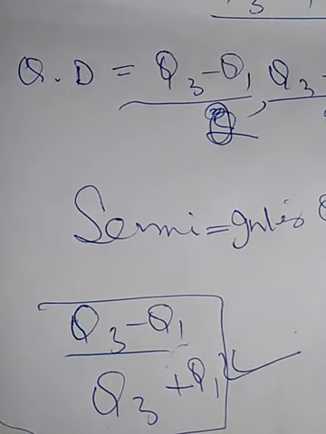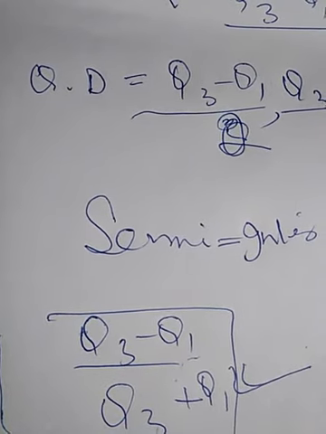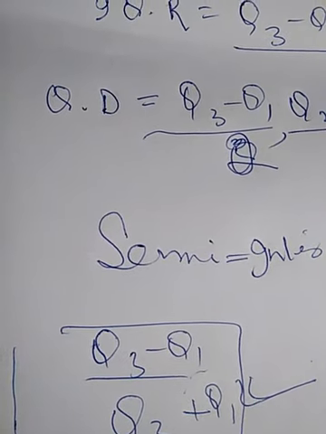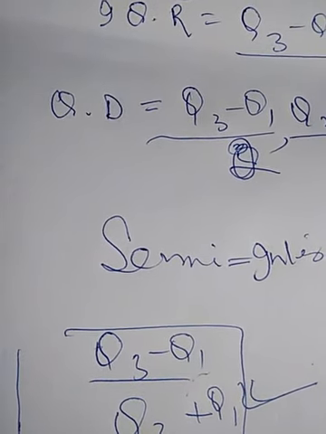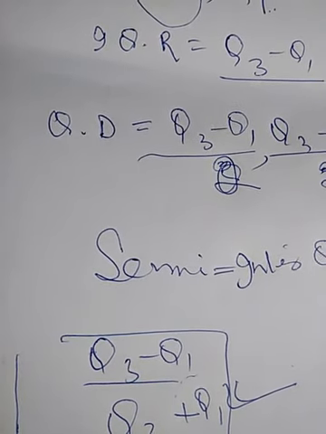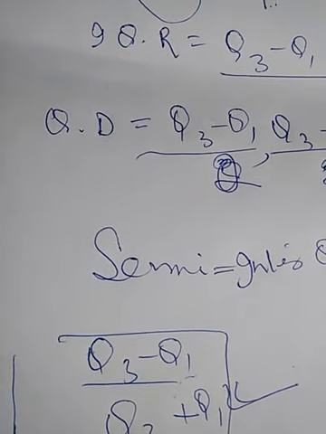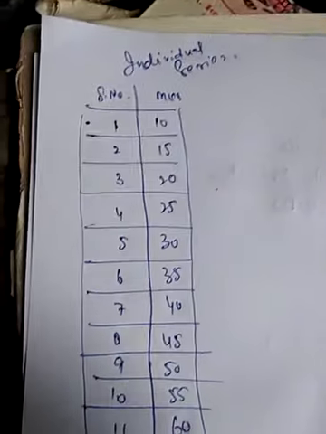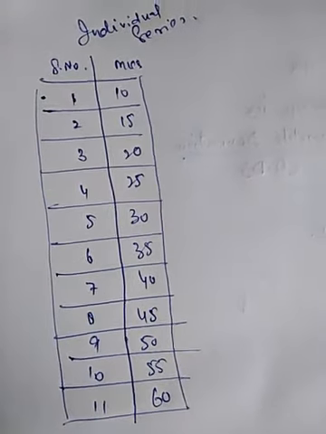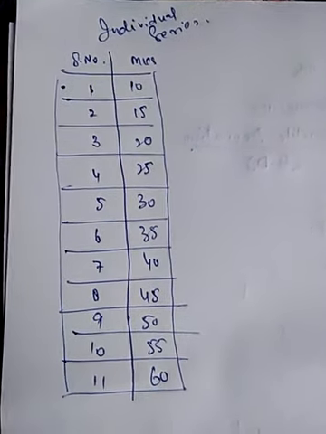In order to calculate it, you have to go through different illustrations, and for the illustrations we have to go through the individual series, the discrete series and the continuous series, right? Now let us first see how quartile deviation is calculated for the individual series. ये हमारे पास एक individual series है. We have to calculate the quartile deviation and the coefficient of quartile deviation for this series.